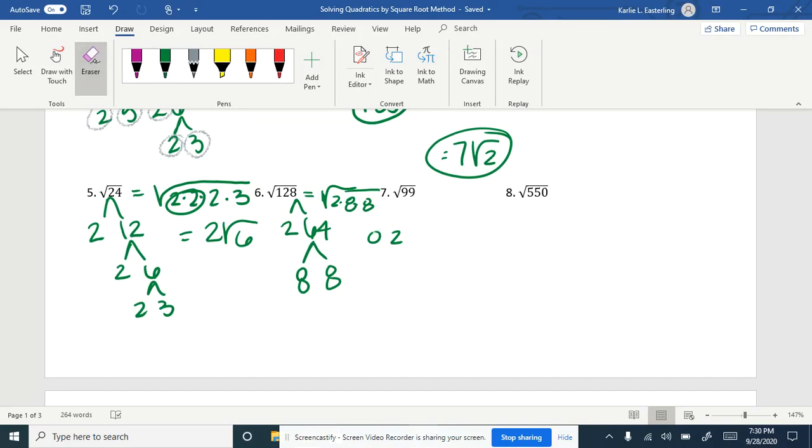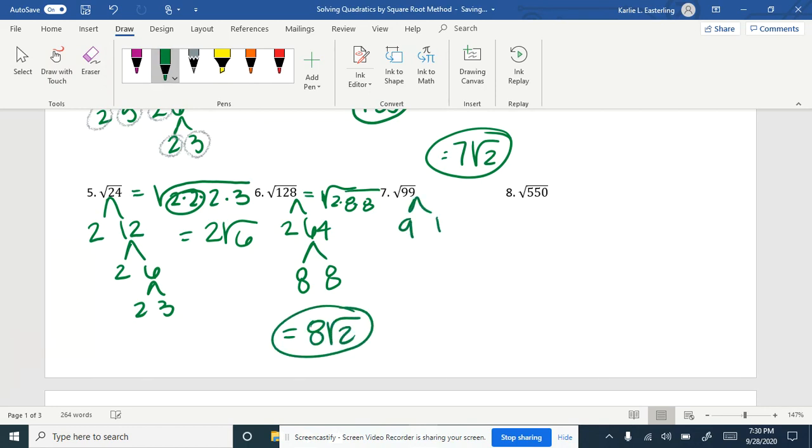So I'm actually going to erase this and move this down so that we can work on that 99. So we're looking at 8 square root of 2 down here. So 99, I would do 9 and 11, and I know that 9 is 3 times 3. So we're looking at 3 times 3 times 11. So we're looking at 3 square root of 11.